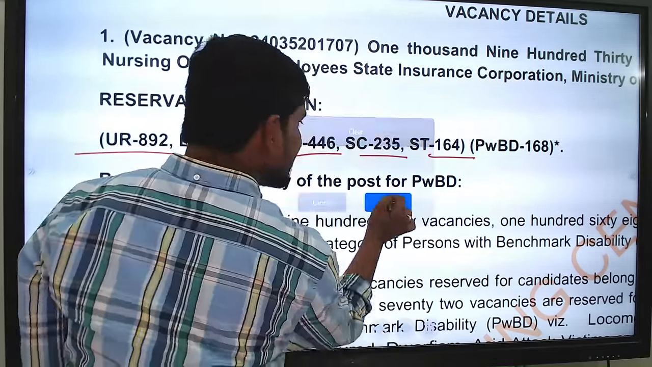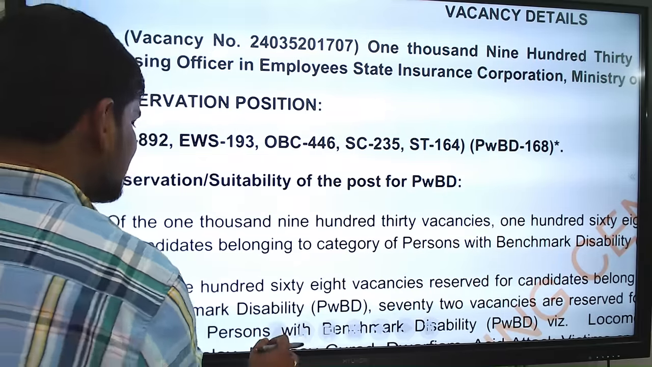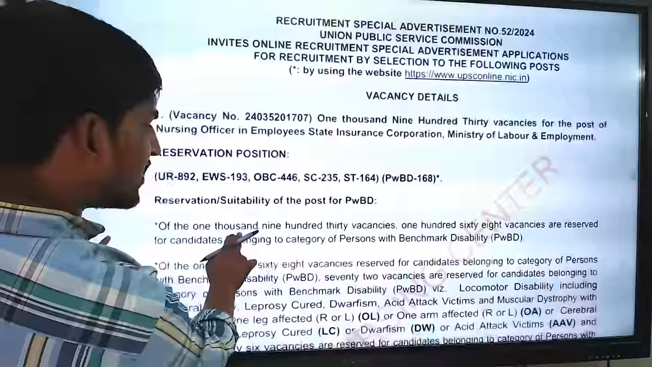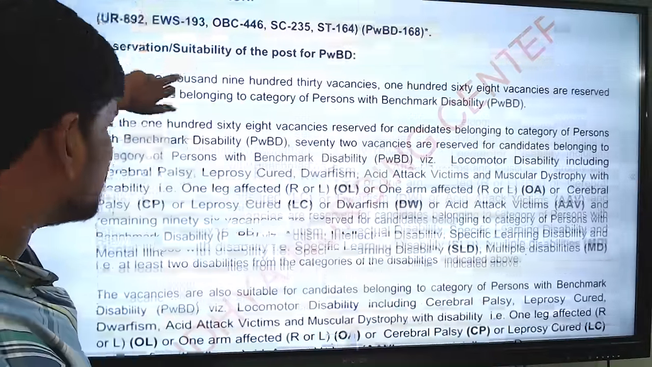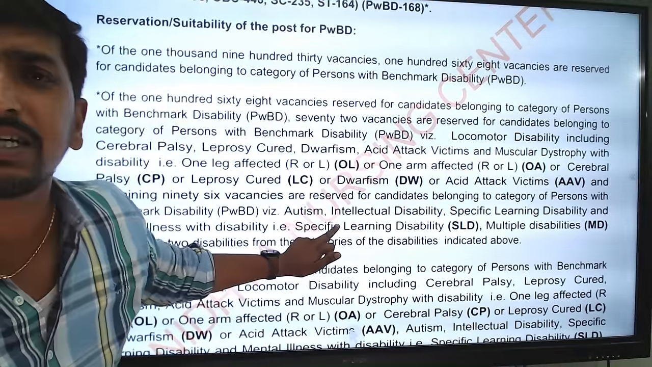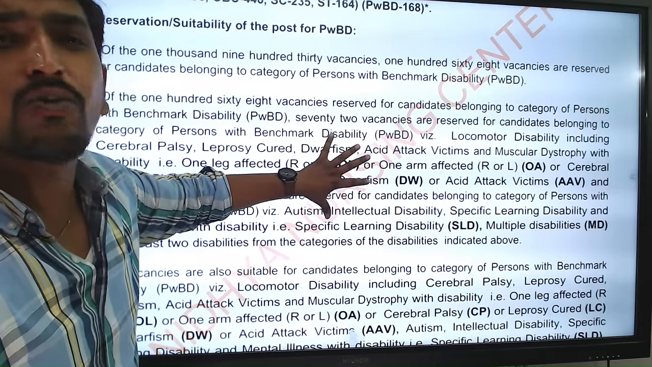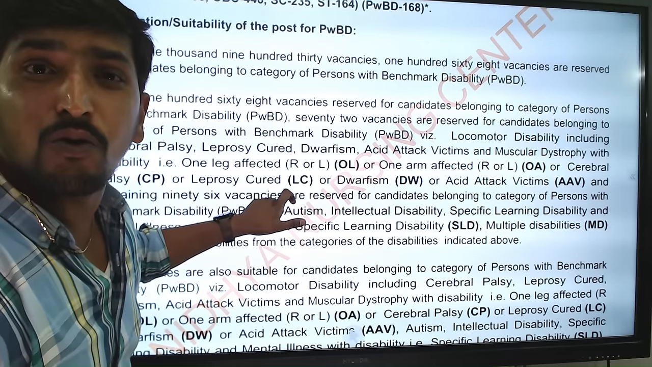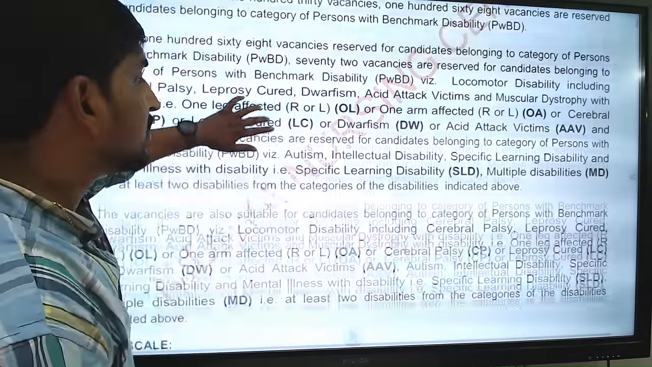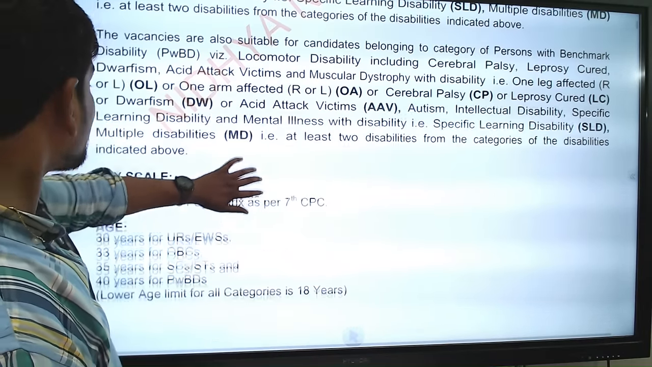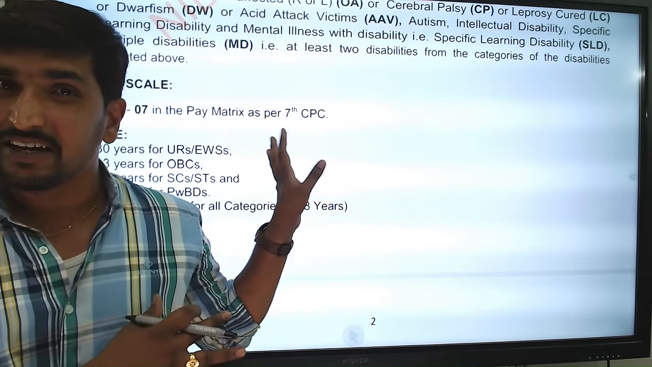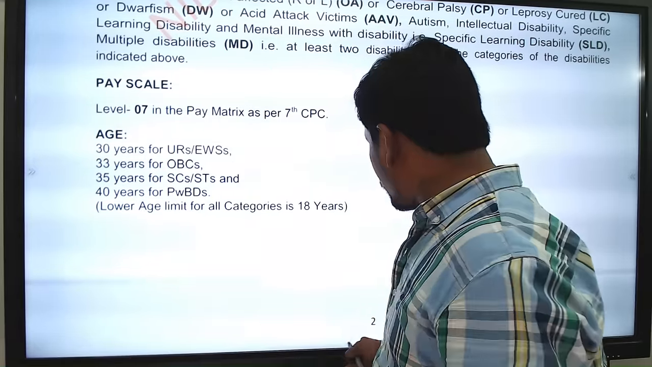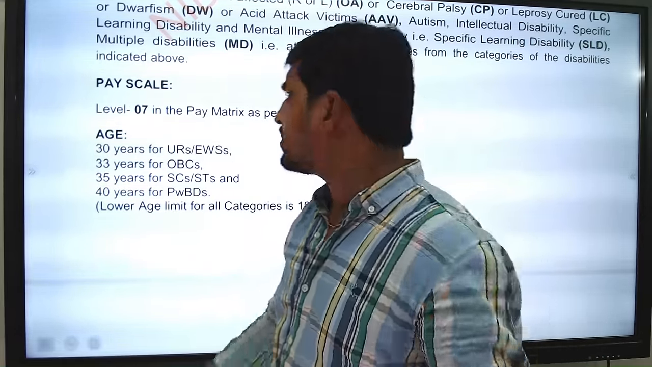Let me check what exactly the dates are. Interesting are the application dates: when the application form will open, and what important points we should remember. Here some details are given for the disability, what exactly the categories are, and a short description is also given. Remember the code of your disability and apply, especially for disability candidates only. But check the scale here, that scale is very important. It is a central government job scale for nursing officers. It's a wonderful scale.